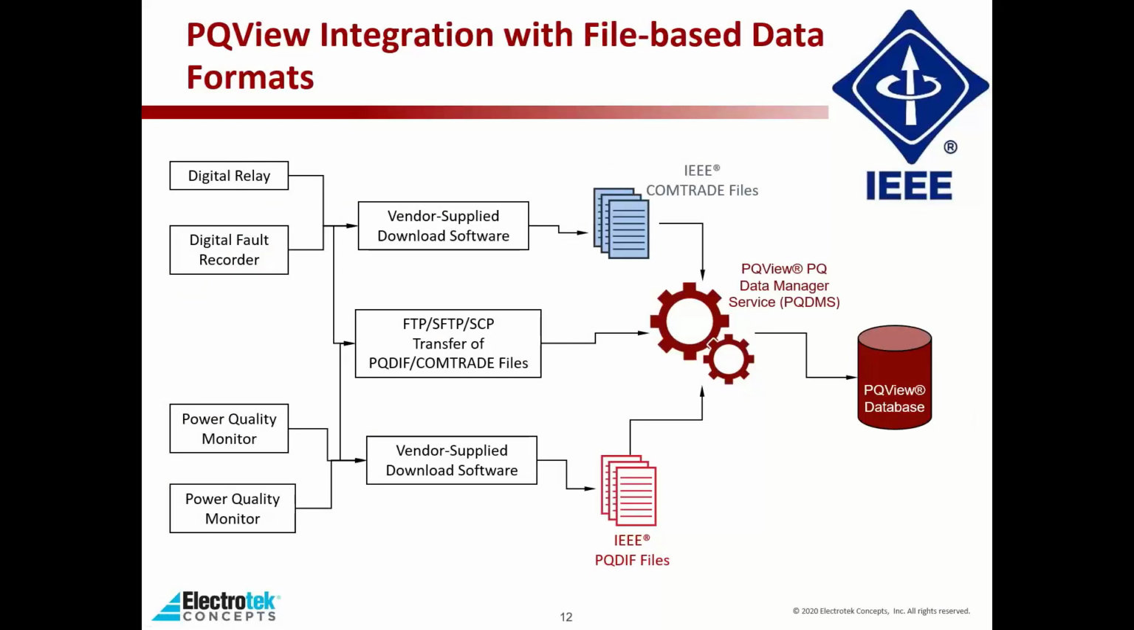This is showing how we support different ways of getting file-based formats into PQView. The example we're showing here is ComTrade and PQDIF. Depending on the type of device, you might need to use vendor-supplied download software in order to get the data files out of the devices. Or some of the devices we can actually communicate with directly. So depending on the protocol supported by the device, we can connect to it and transfer those PQDIF or ComTrade files off of the device.